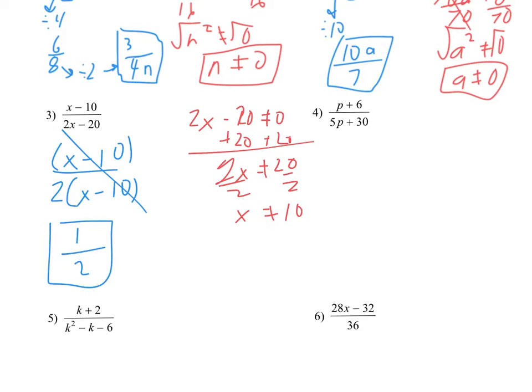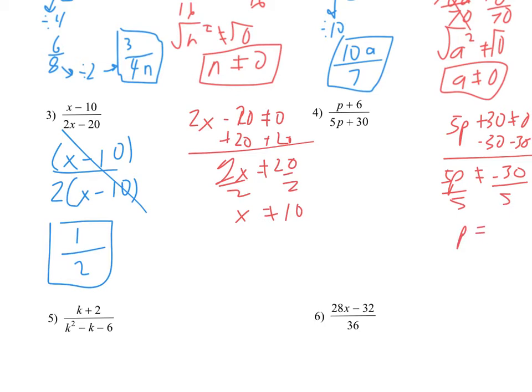Okay, next up we'll do number 4. Very similar on this one. So I'll start off by finding the excluded value, by saying that the denominator cannot equal 0. So we'll subtract the 30 there. So 5p cannot equal -30. And then divide by 5. So p cannot equal -6. All right. Oh, I didn't box up this from my number 3 there.